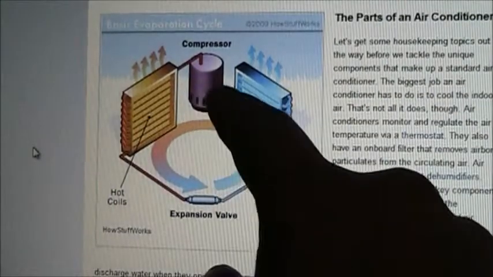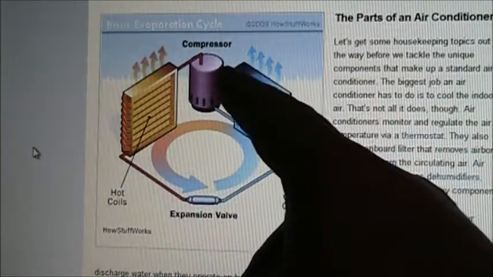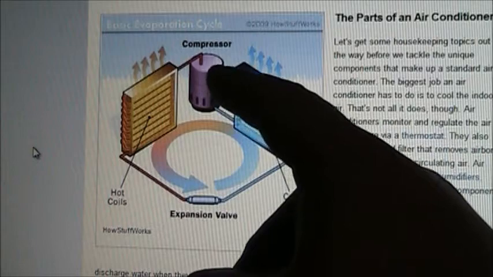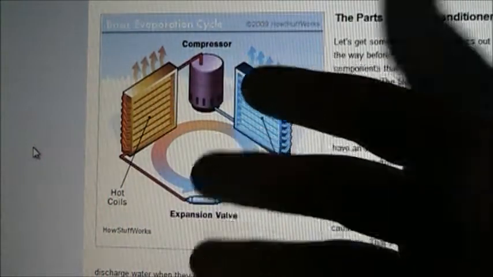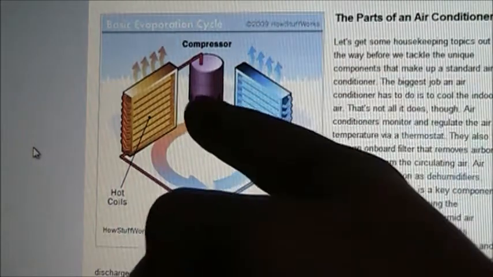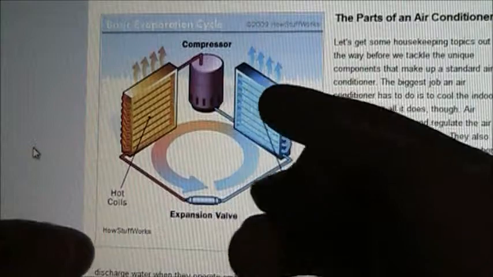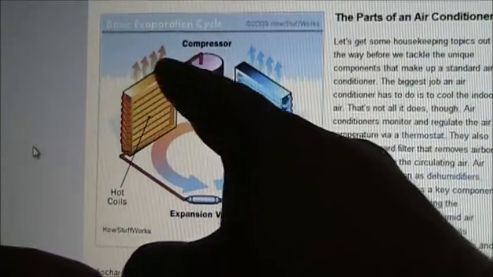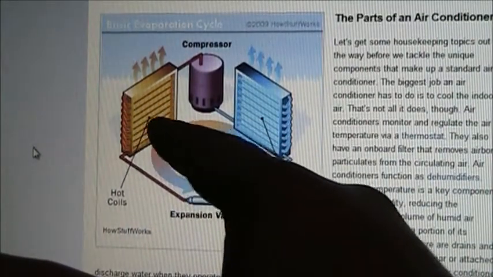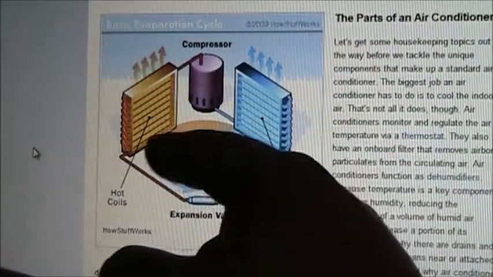The compressor is compressing and squeezing that refrigerant, which is in a gas state, so it turns it into a high pressure, high temperature gas. When you compress something, it raises the temperature, so it's going to get hot. So that hot freon circulates through the condenser coil, which is why the air conditioner outside blows out hot air when it's running in cool mode.